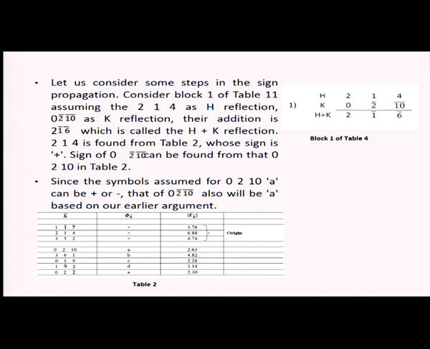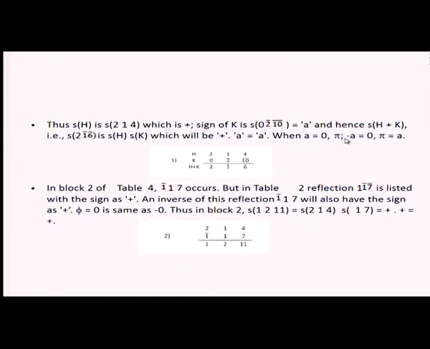Clear? Now, we have 2 1 4, another reflection 0 2 bar 10 bar. Okay. Now, what is H plus K? 2 plus 0 is 2, 1 minus 2 is minus 1, 4 minus 10 is minus 6. Okay. So, this I have already seen, the same thing I am explaining. So, 0 2 bar 10 bar is the same as 0 2 10 because A. So, now we got this sign.